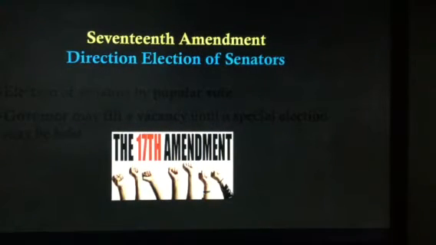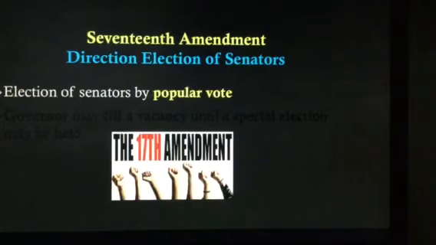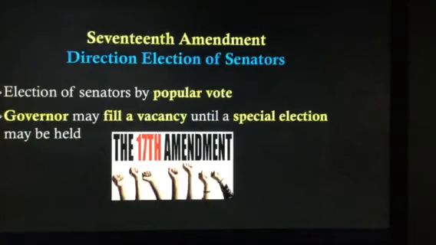The 17th Amendment allowed for the direct election of senators by popular vote. Previous to the 17th Amendment, two senators were appointed to Congress by each state legislature. With the 17th Amendment, though, it gave the citizens the right to select their senators by popular vote. And also, the governor may fill a vacancy of a senatorial position until a special election may be held. This was the 17th Amendment.